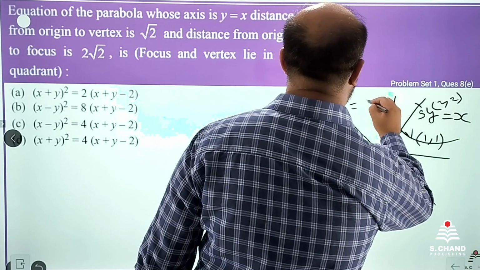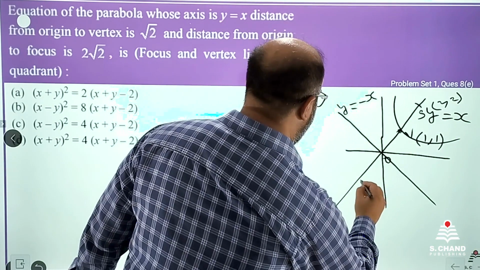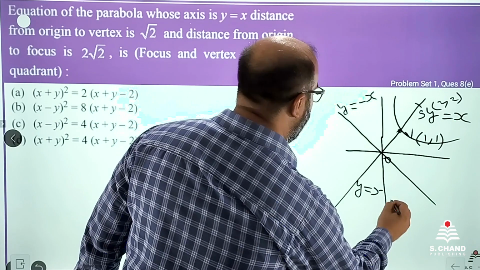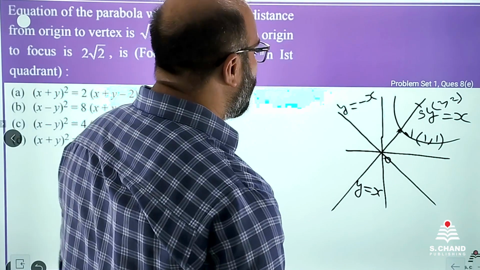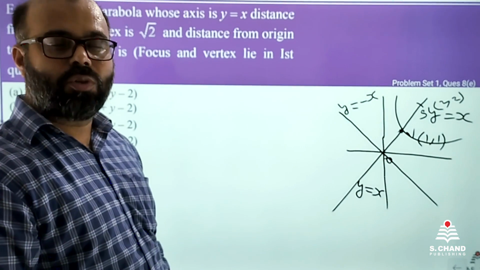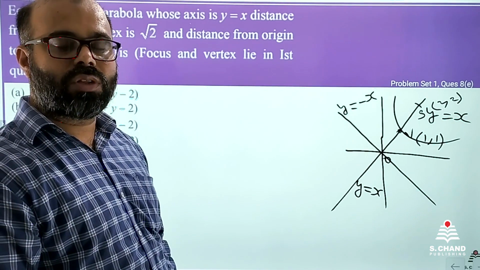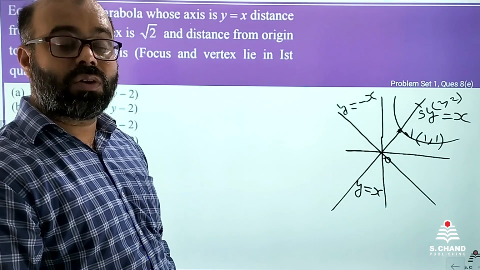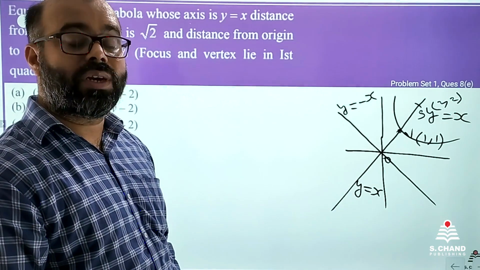y = -x is the directrix, and y = x is the axis of the parabola. Now we can just apply the definition of the parabola. What is the definition of the parabola, students? The distance of a point on the parabola to the focus is equal to the distance of the point on the parabola to the directrix.